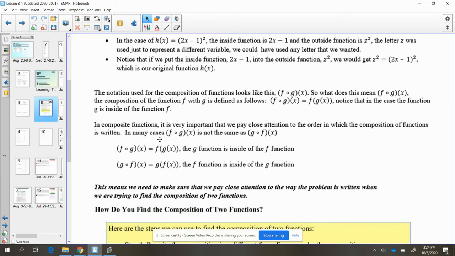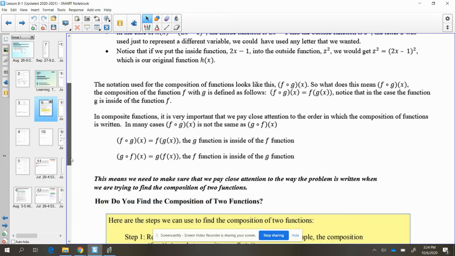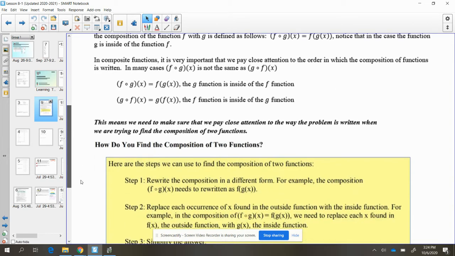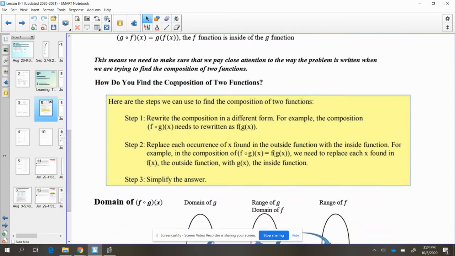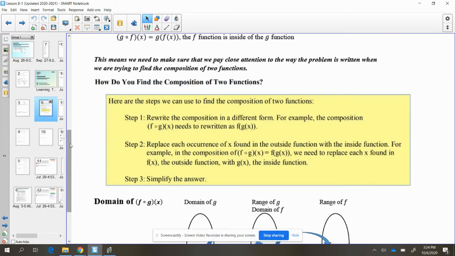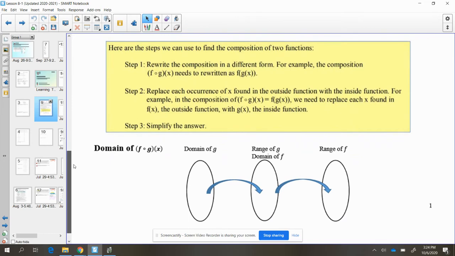So f of g of x could be represented like this, and g of f of x would be represented like this. f of x and g of x tend to be the two functions we use the most, but you will also see h of x and other functions represented as well. These are just the two most common composition forms you'll see. Okay, so we always want to pay close attention to how they're written, because again, the order is not necessarily commutative.